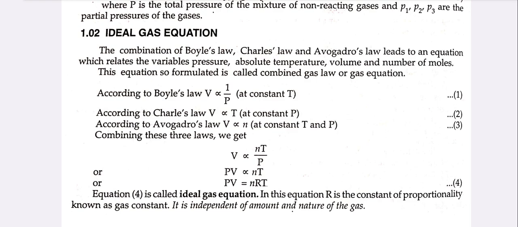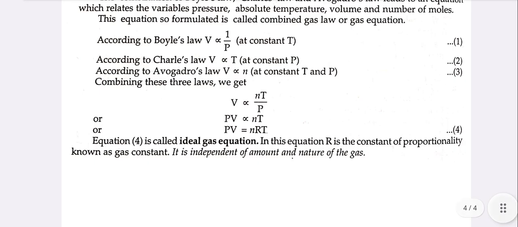According to Boyle's law, V is inversely proportional to P. According to Charles' law, V is directly proportional to T. According to Avogadro's law, V is directly proportional to n at constant temperature and pressure. Combining these three laws, we get V is directly proportional to n and T and inversely proportional to P. So PV is directly proportional to nT. So PV = nRT, where R is the constant of proportionality or gas constant. This equation PV = nRT is known as the ideal gas equation.